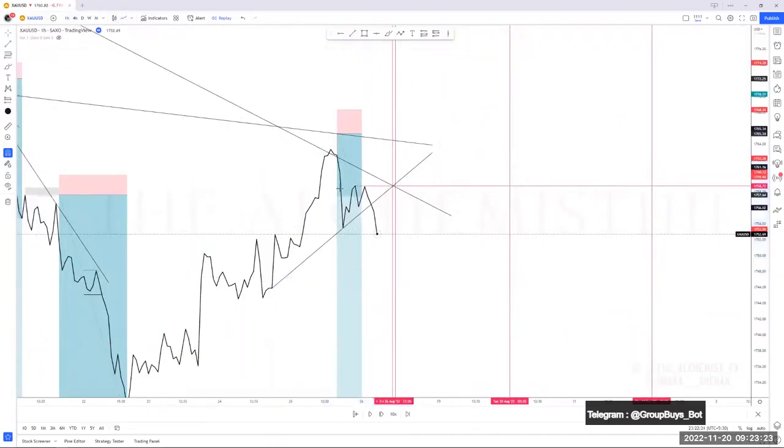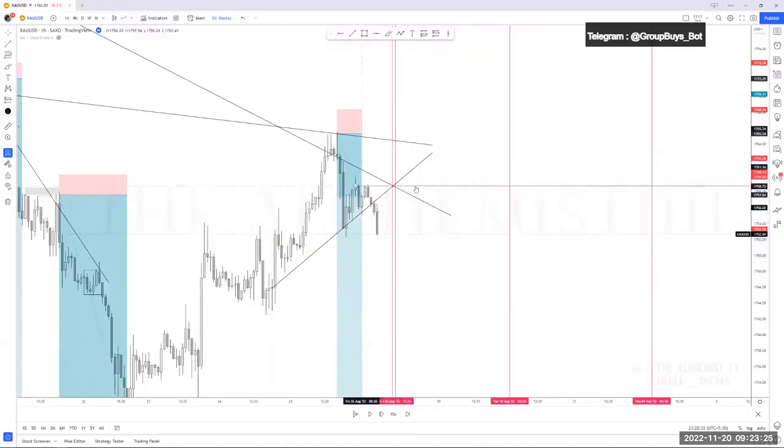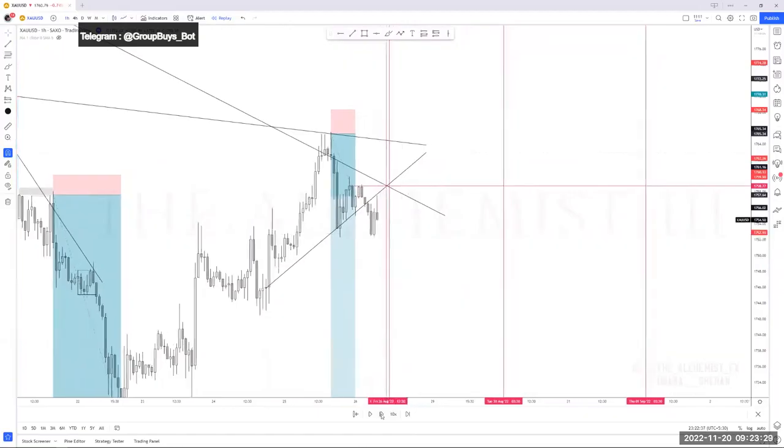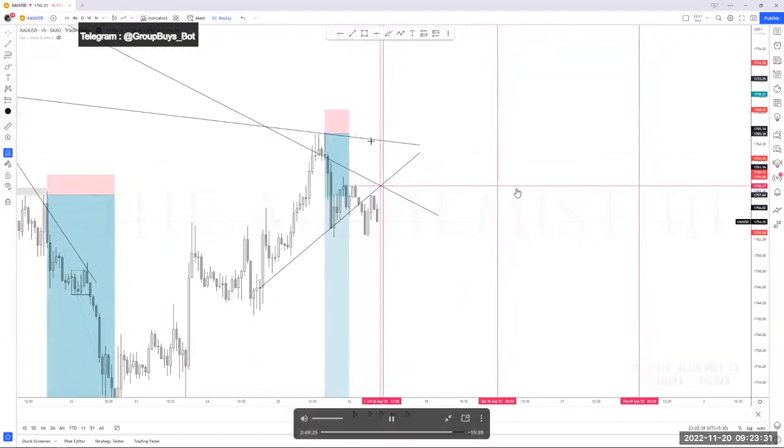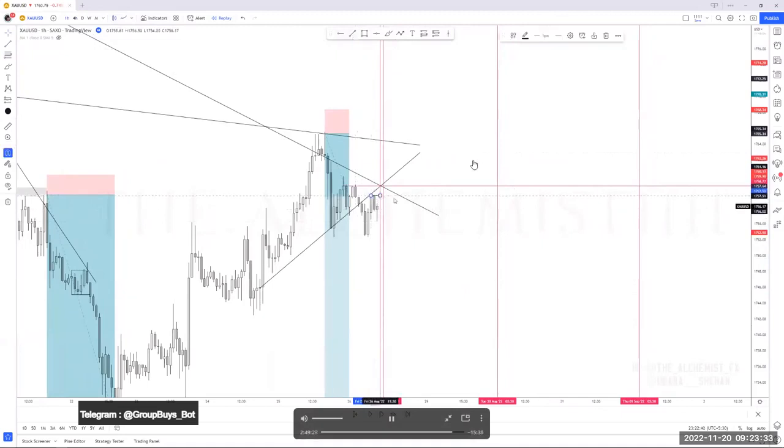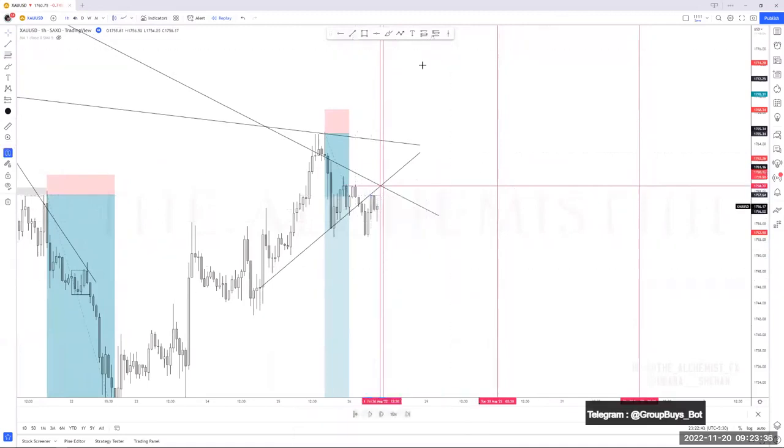Double trend line confirmation, resistance, and all that stuff. So let's wait. Okay, look at the timing. Liquidity right below it. Another confluence. Okay, so then sell it.